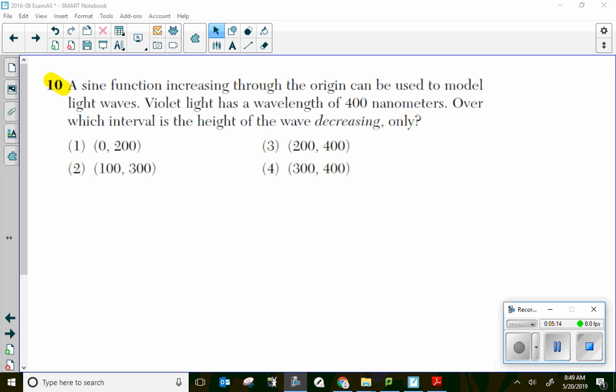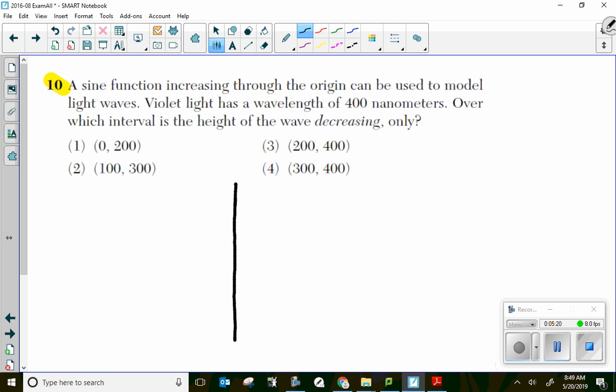All right, you need to know a couple of basic things here, and they're going to help you. Let's start with sketching this thing. A sine function, I know a sine function, that's my S curve. So I know at some point I'm going to draw the sine curve.